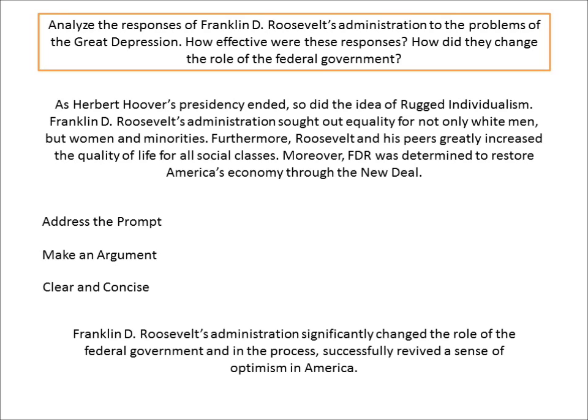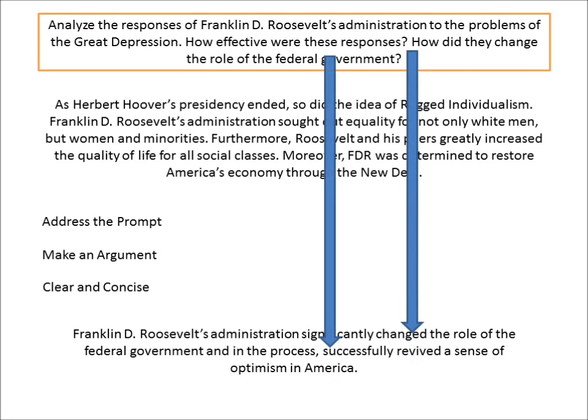Franklin D. Roosevelt's administration significantly changed the role of the federal government and in the process successfully revived a sense of optimism in America. We just said he changed it and was successful but made it a little more AP-like. Did we answer the prompt? Well, the question asks how effective were these responses? Well, they successfully revived a sense of optimism. How did they change the role of government? They significantly changed the role of government. So we did answer the prompt.